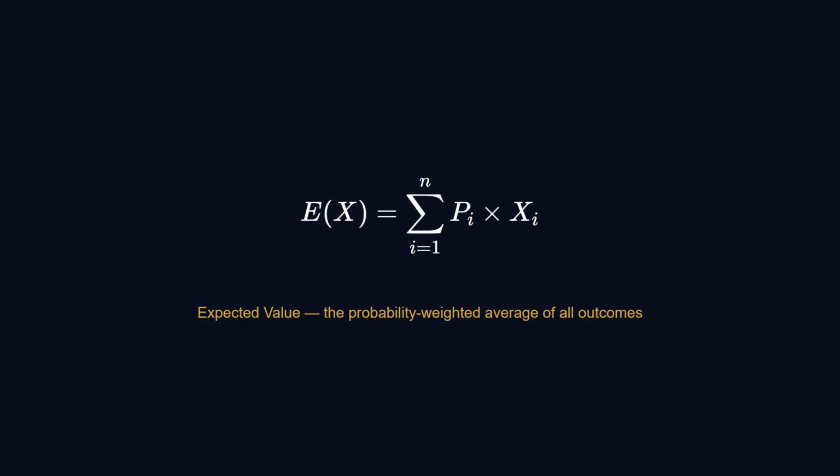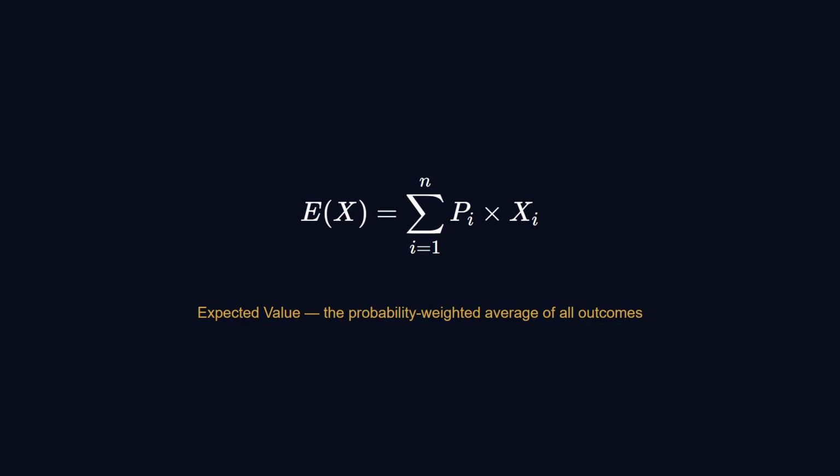For investments, expected return is calculated the same way. If there is a 40% chance the stock returns 15%, a 35% chance it returns 8%, and a 25% chance it returns negative 5%. The expected return is 0.4 times 15 plus 0.35 times 8 plus 0.25 times negative 5, which equals 7.55%.